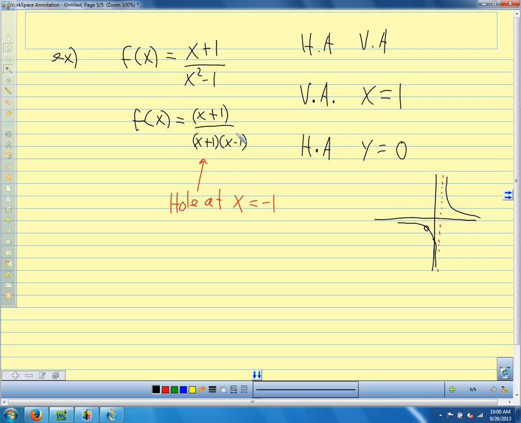So first thing we want to do is factor everything completely. The place where we have a common factor in the numerator and denominator, that's going to give us a hole. Where we have a hole, we do not have an asymptote. Questions on that one? Yeah, let's look at one more.